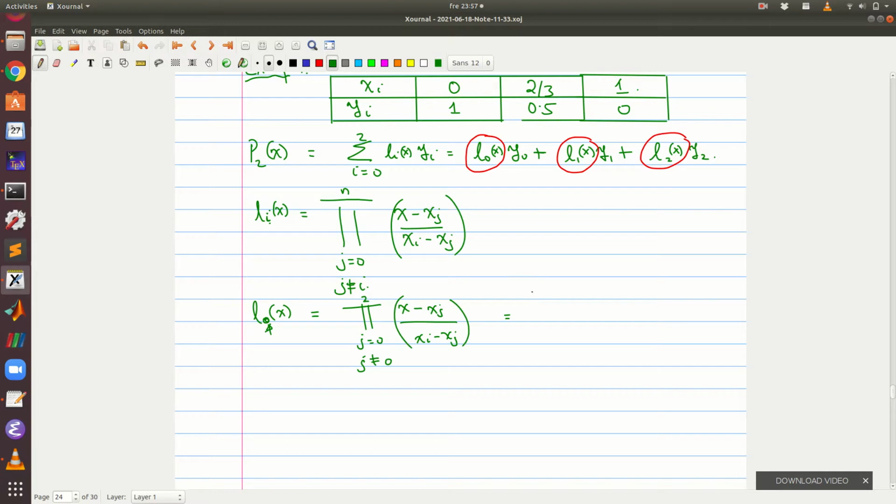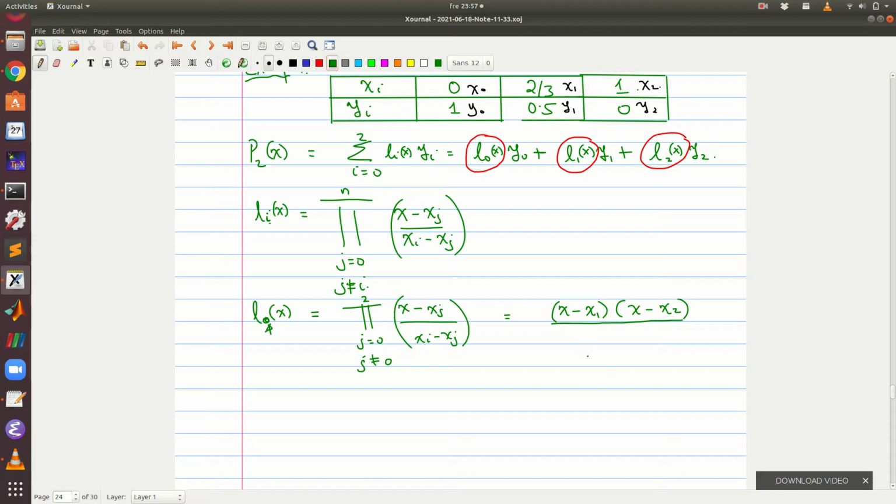So what is this product here? We know it is going to be x minus x1, since j is not equal to 0, it will start at x1. And then the next is x minus x2. Remember, we have the points x0, x1, and x2. This is y0, this is y1, and this is y2.